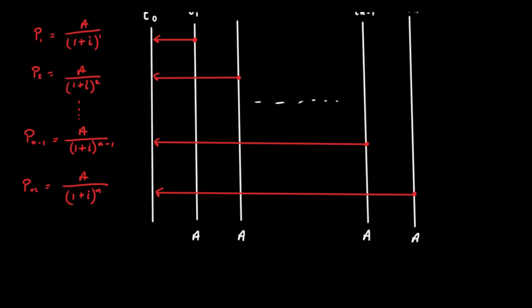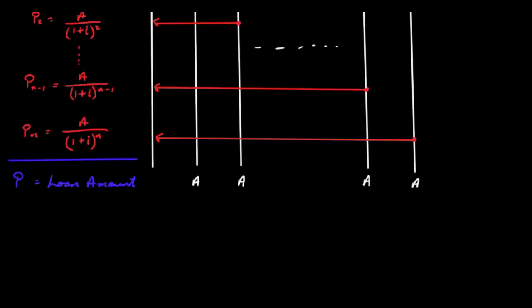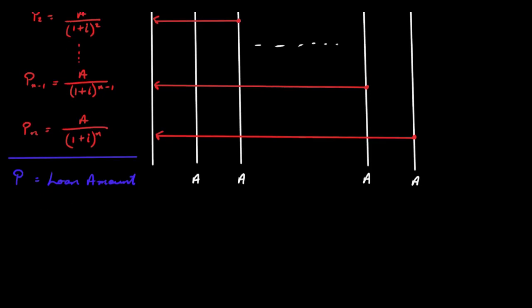Now, what we need to do is add all of these up, and that will give us our loan amount, our principal. So what I'm going to do here is add these up. That'll give us P, let's call it P when we add all these up, and that should give us our loan amount. Okay, so let's add them up then. P is our loan amount.